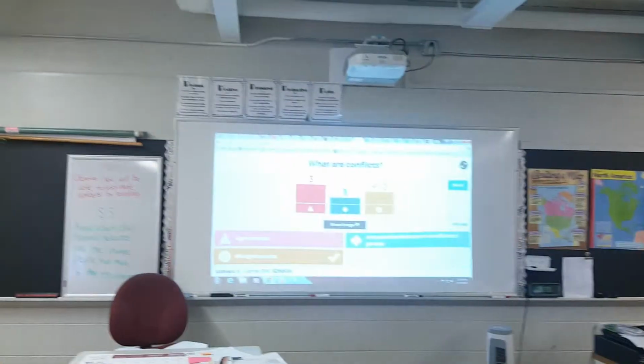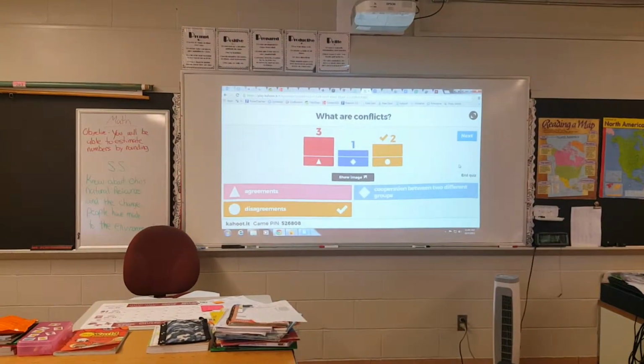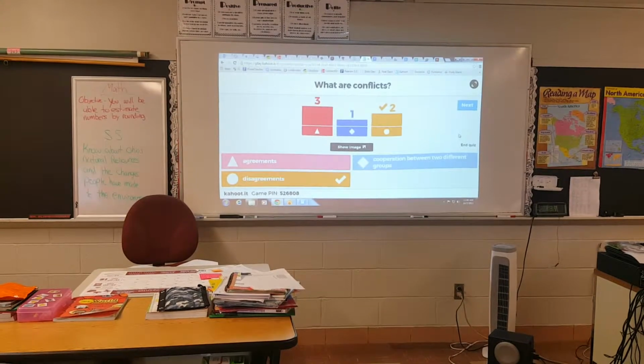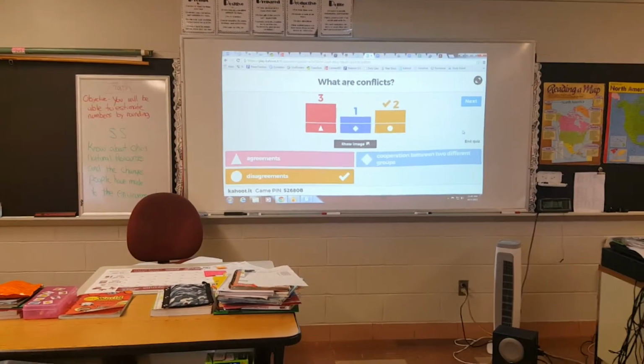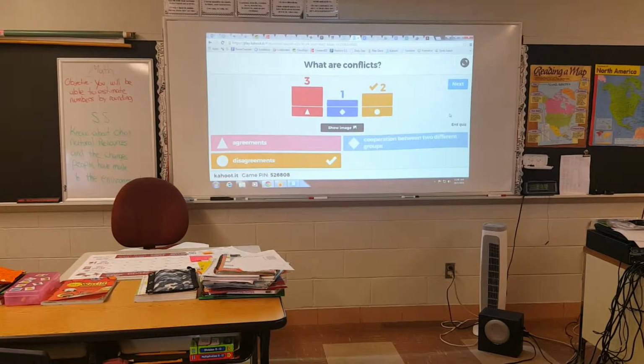And on the board you can see the results. We had 3 people say agreements, 1 person said cooperation between 2 different groups, and 2 people say disagreements. So when you're introducing a new topic, you're probably going to expect to see results like that.